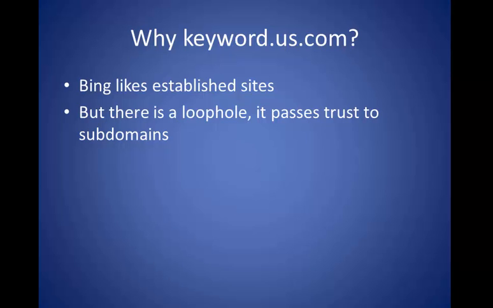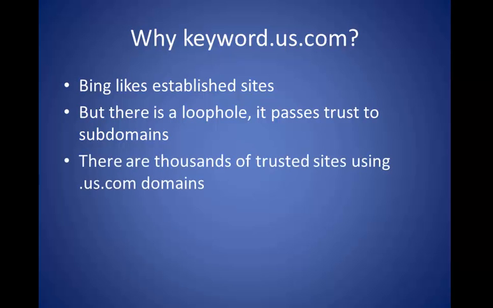And when you register a domain that is keyword.us.com, Bing can't tell the difference. It doesn't know that, at least right now, the way it is, you have a quote-unquote new domain. It just sees the us.com, and then it sees your keyword, and it says, oh, this is a subdomain of us.com. All the trust, authority, age, and the backlinks that us.com has, those now pass on to you.